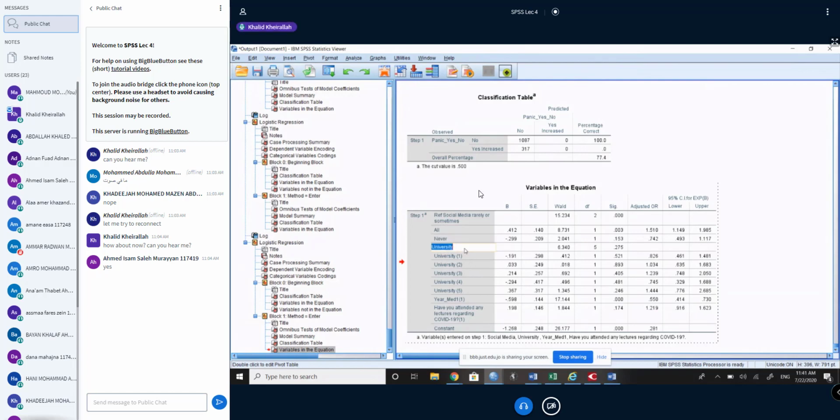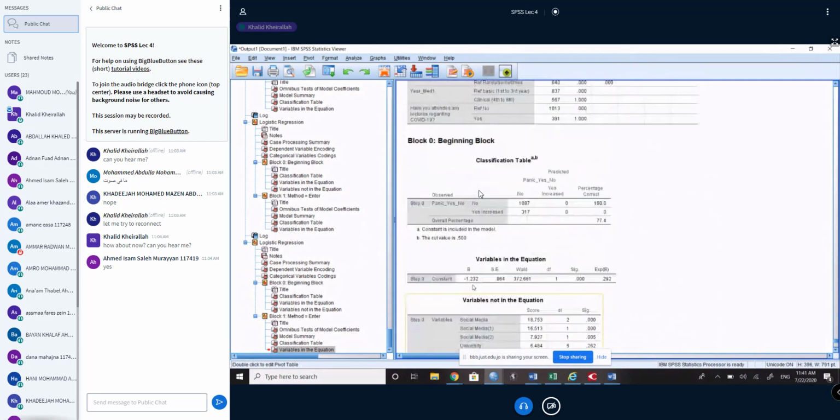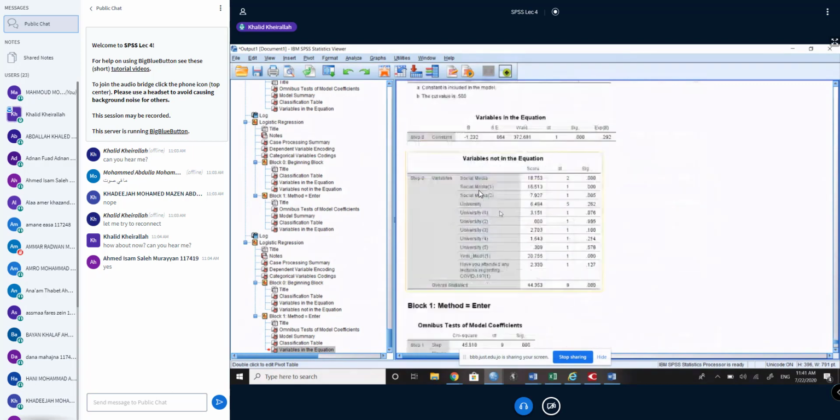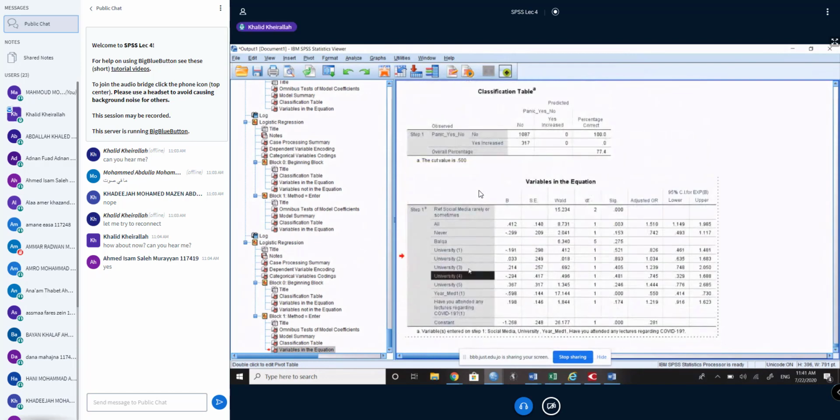University, the university will be number 1, and let's go back. It's going to be Hashemite, Jordan. Just is going to be number 3. So this is going to be JUST. Education, we said this is going to be the one for the clinical. And have you attended? This is yes, I have attended. It's the variable we're looking for. So we are assessing these effects.